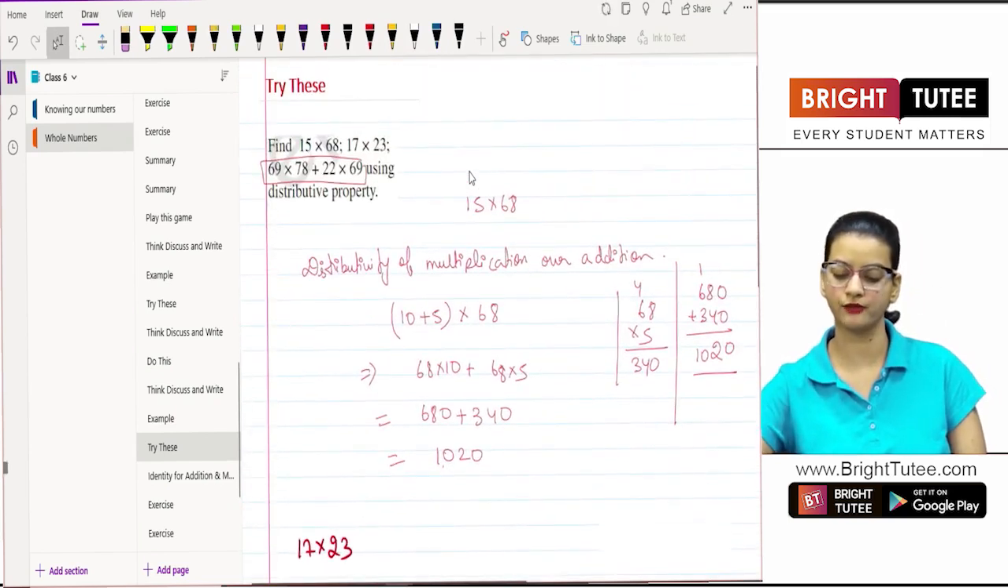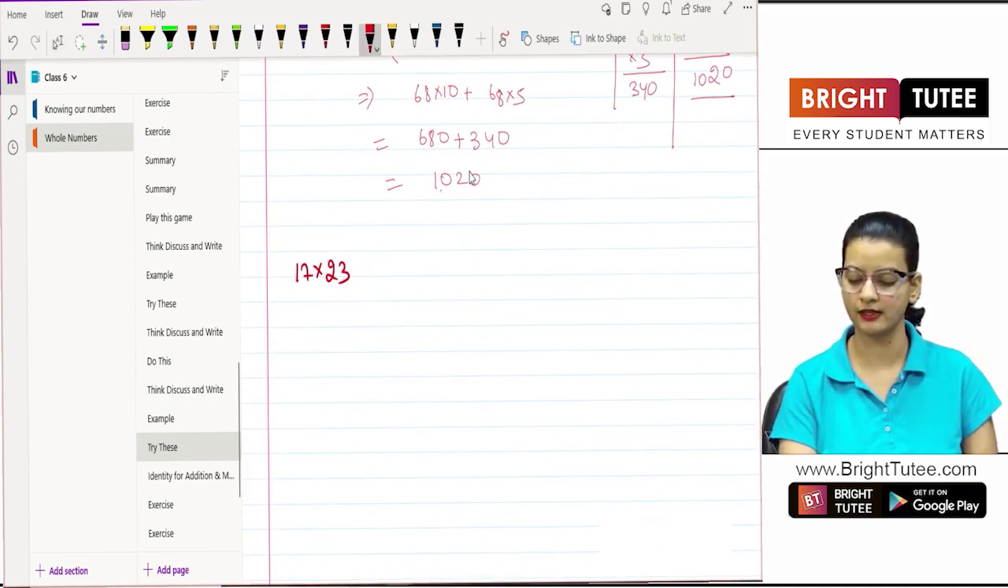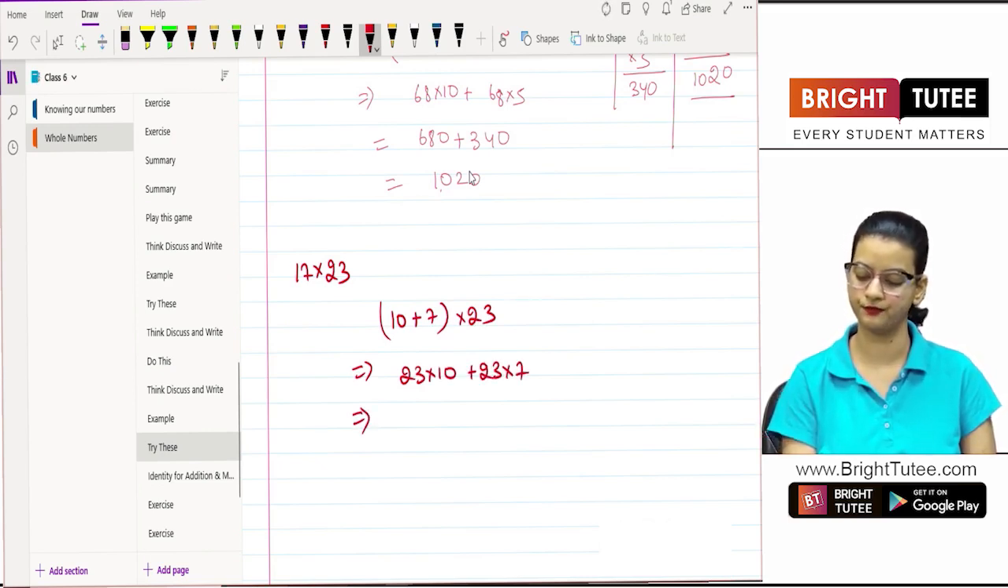Okay, so next question that we have is, we have to calculate 17 into 23. So how can we do that? We can write 17 as 10 plus 7, into 23. So this actually becomes 23 into 10 plus 23 into 7.